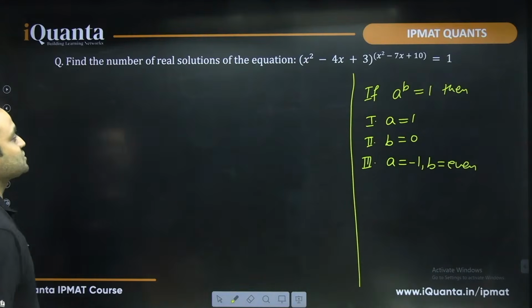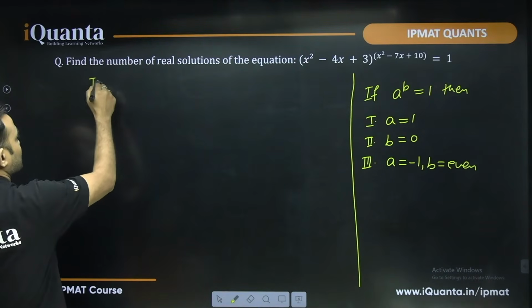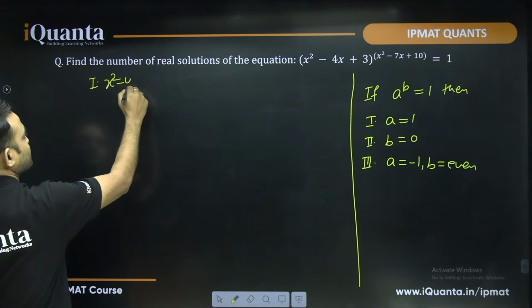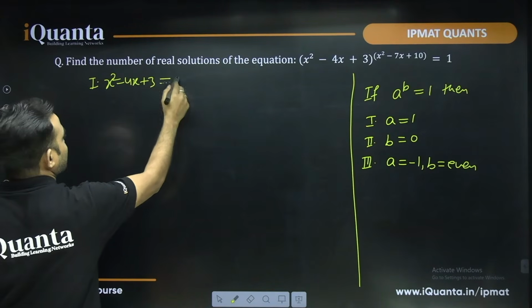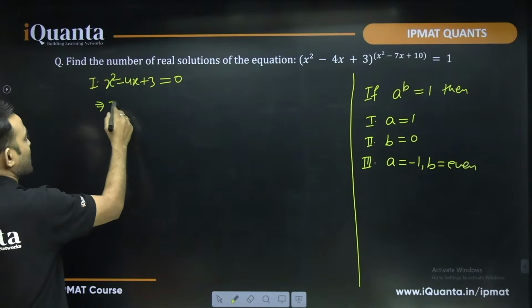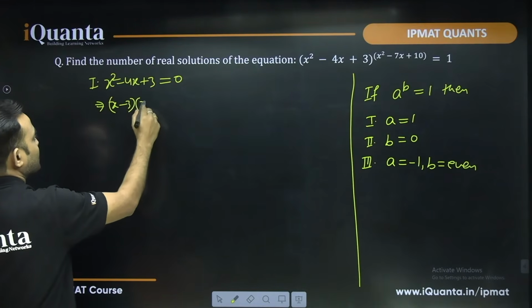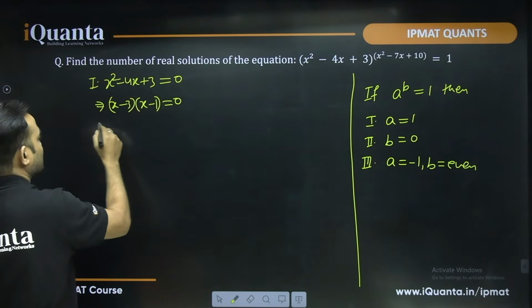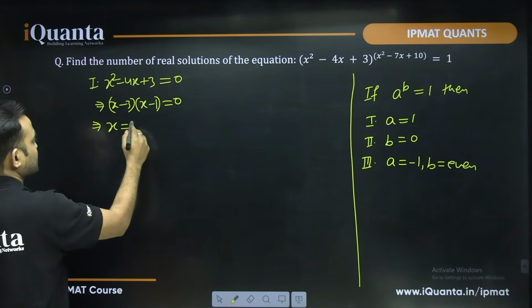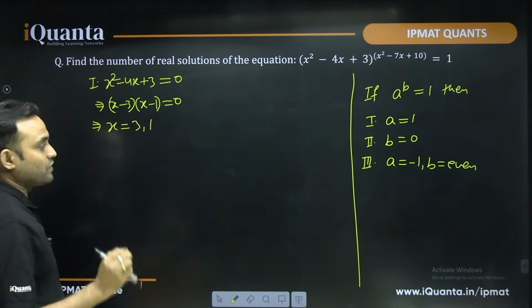First of all, case 1, x square minus 4x plus 3 is equal to 0. So x minus 3 into x minus 1 is equal to 0, or x is equal to 3, 1. Two values we get from here.